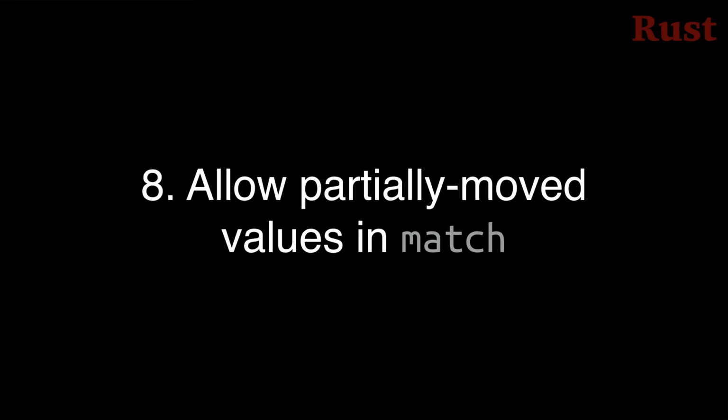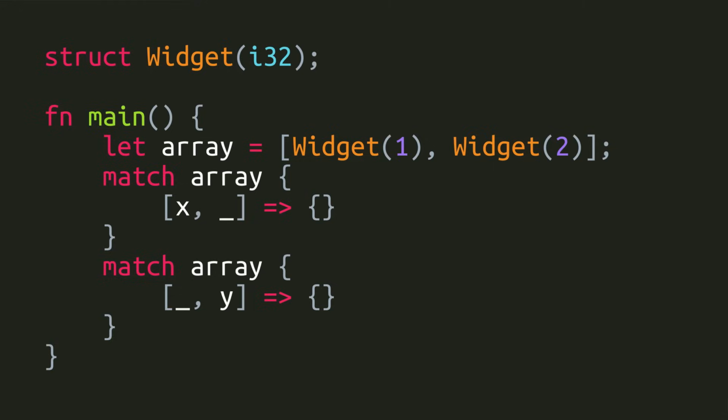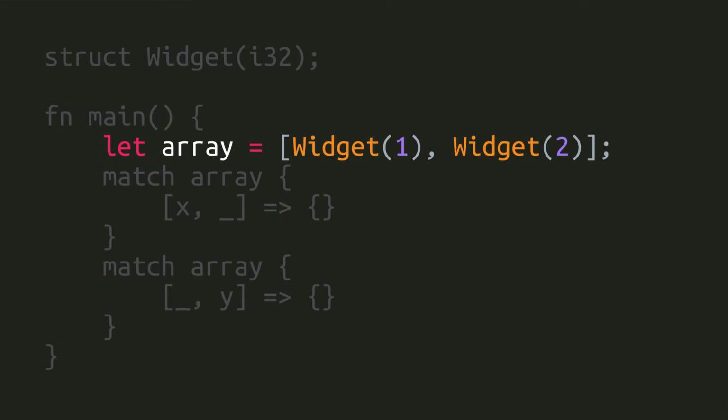Number 8. Partially moved values are now allowed to be matched on as long as your match pattern ignores the moved parts. For example, I have defined here an array of 2 widgets. To demonstrate this principle, I could have used any type that is not Copy. A widget will do just fine. Next, I match on the array and examine the first item in the array. Since this is not a Copy type, this moves the value out of the array. So now the array has been partially moved.